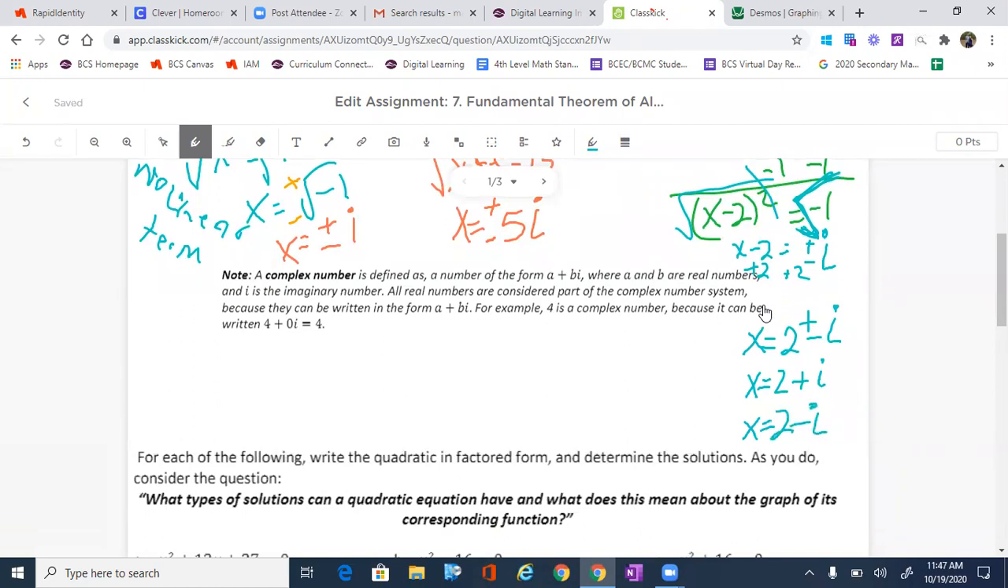Hope that helps you all understand finding the square root when we're talking about complex and imaginary roots, and how to determine what the roots are when they are imaginary and complex.